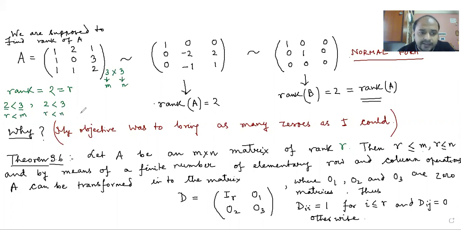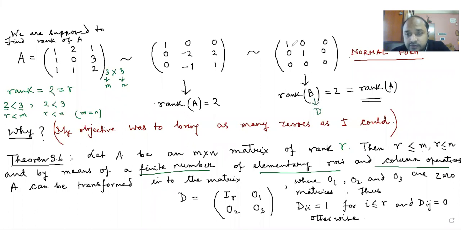Here m and n are the same actually. Okay, and now they have said that after performing a finite number of elementary row and column operations, you can transform the matrix A into a matrix of this form, capital D. So this matrix B is actually my capital D. You see, I have transformed the matrix in this form.